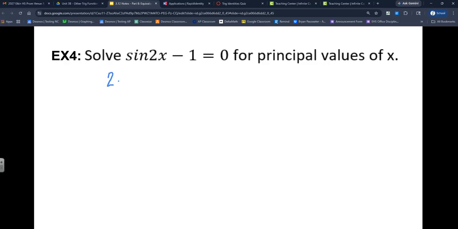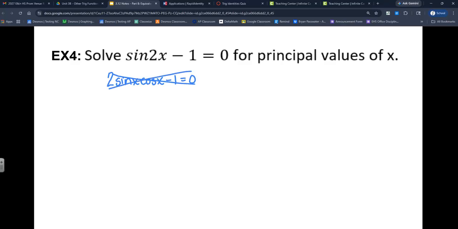If I change this to 2 sine x cosine x minus 1 equals 0, I can't really do much with this, right? I could move the 1 over and divide by 2, but then it's sine x times cosine x, which is not all that helpful. Can I factor 2 sine x cosine x minus 1? No, I can't factor it. There's no greatest common factor. There's no squares. So it actually is sort of a dead end to use the identity on this problem.